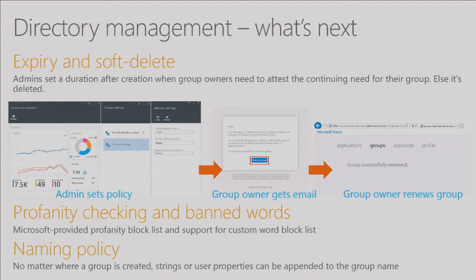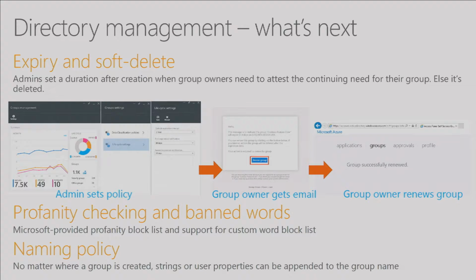So lastly, I'll talk about naming policy. Naming policy or naming convention, as Eric mentioned previously as well, has the ability to append either a static string or an attribute from the creating user object to the group name as that group is created. So today that's supported through Exchange. We're going to move that functionality to the directory. So again, not just groups created through Outlook or OWA, but any group created through any of the workloads or through any even third-party interface, that group naming convention will be applied consistently.